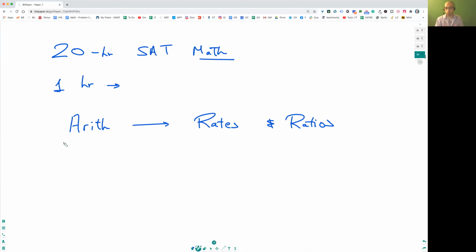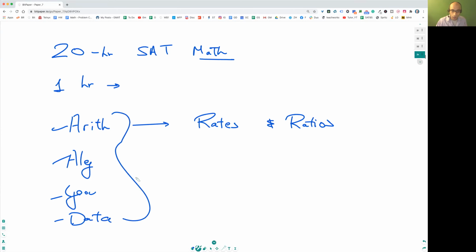As you know, there are a few topics covered in SAT. You've got four main topics: arithmetic, algebra, geometry, and then there's data. We cover all of these in about 20 hours, and then you get a lot of practice as well. Today, we are, of course, covering arithmetic.